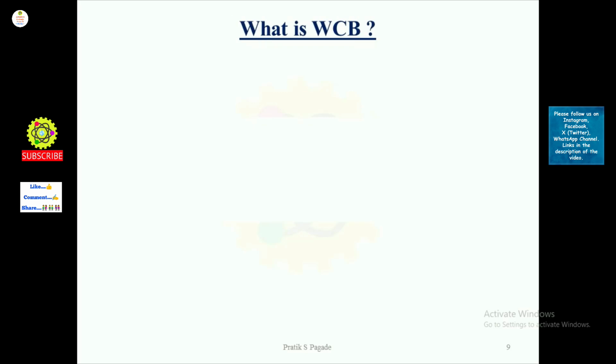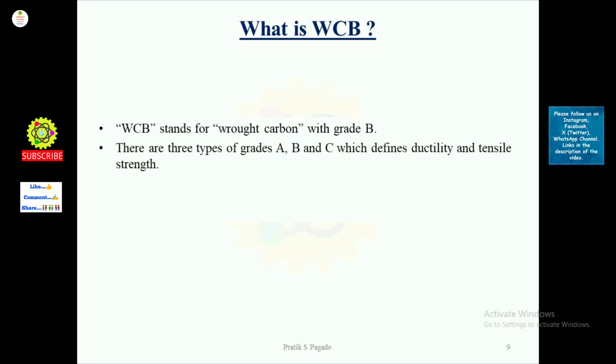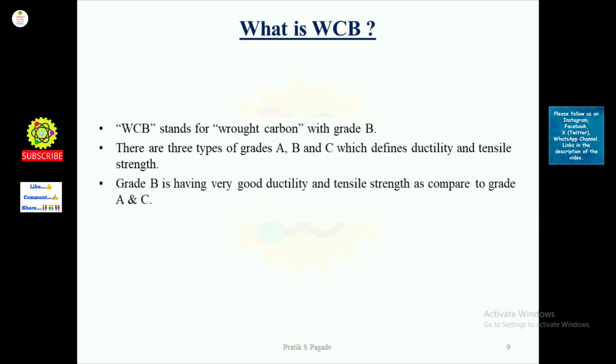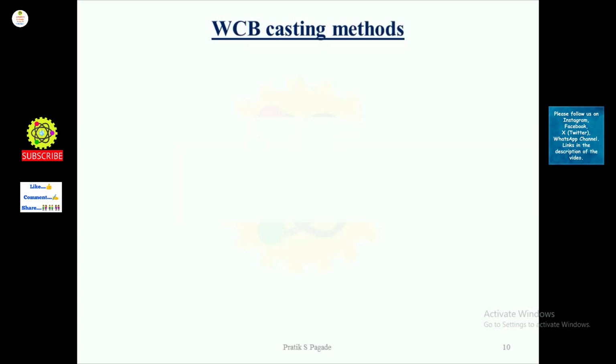Okay, so now let's see the important here. What is WCB? Okay, WCB stands for wrought carbon with grade B. Okay, so here there are three types of grades A, B, and C, which define the ductility and tensile strength. So here in this, grade B is having very good ductility and tensile strength as compared to grade A and C. Okay, so WCB casting methods are here: sand casting, investment casting, shell casting, lost foam casting.